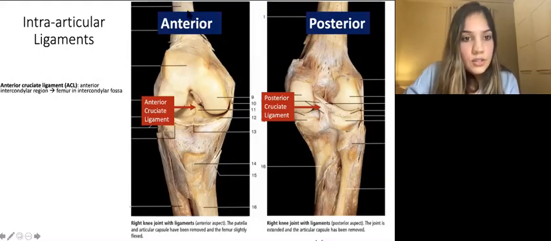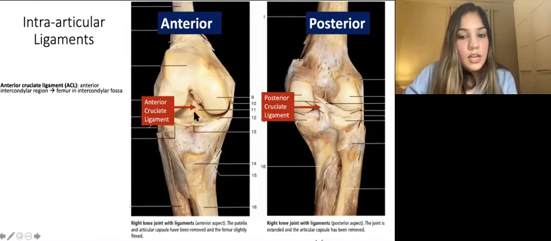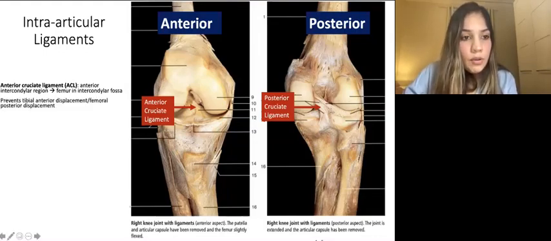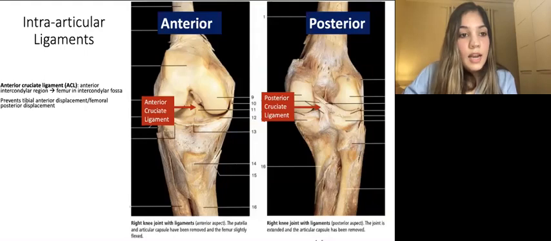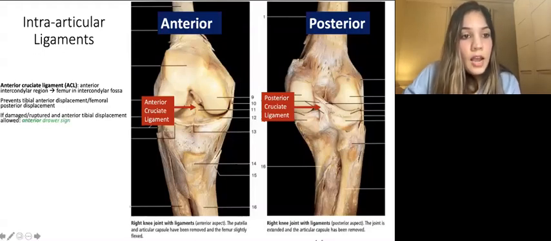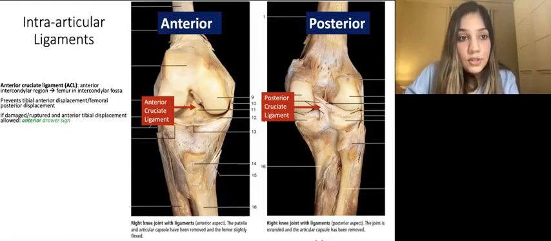So the anterior cruciate, this is the anterior image. This is the anterior cruciate ligament. It basically attaches the anterior intercondylar region of the tibia with the medial meniscus, and it ascends posteriorly to attach to the femur as well. The main role of this is that it prevents anterior displacement of the tibia and posterior displacement of the femur. And this is commonly damaged or ruptured in sports injuries.